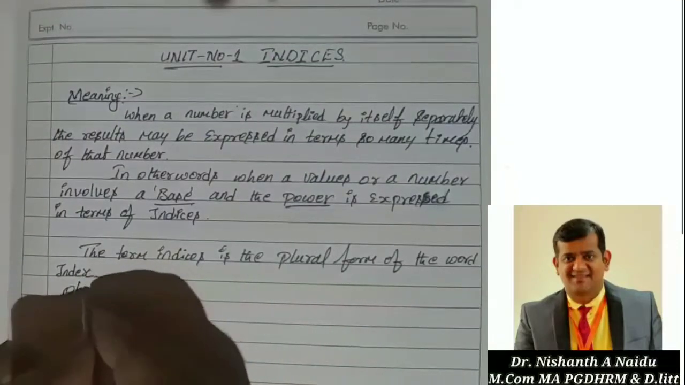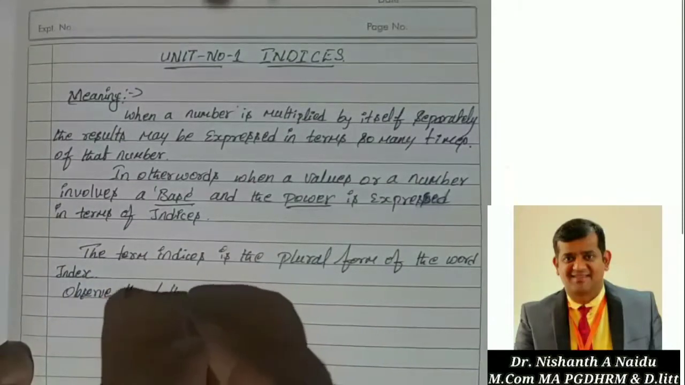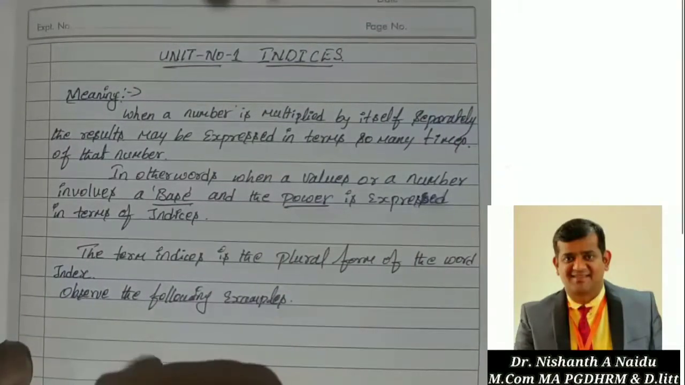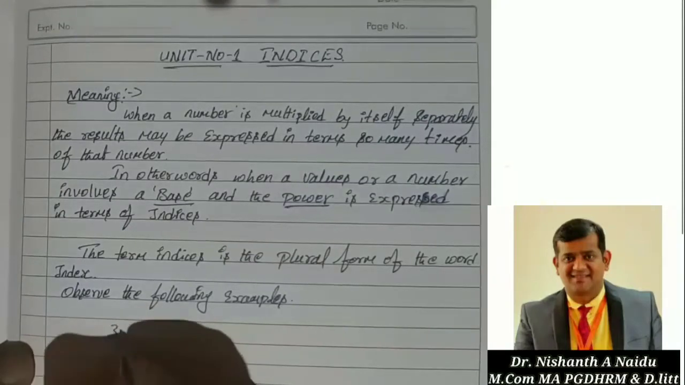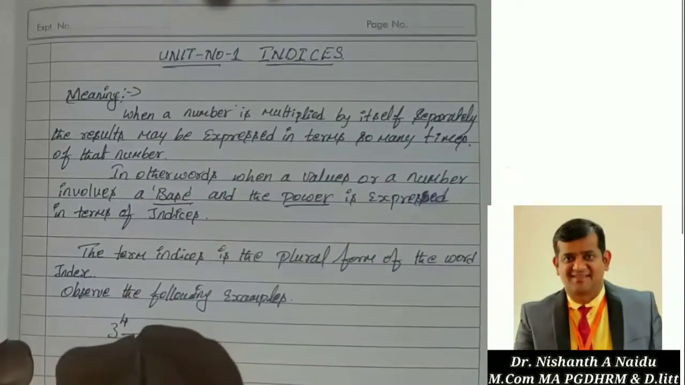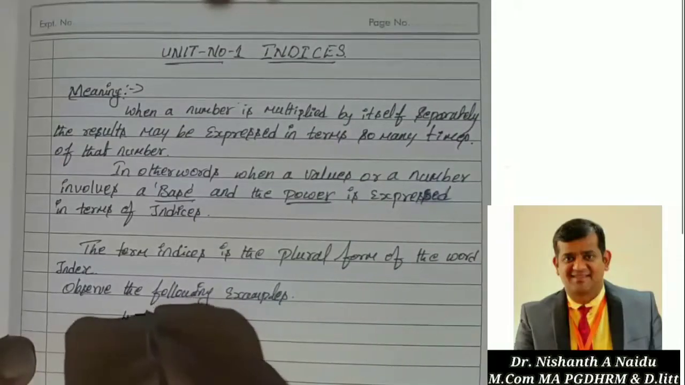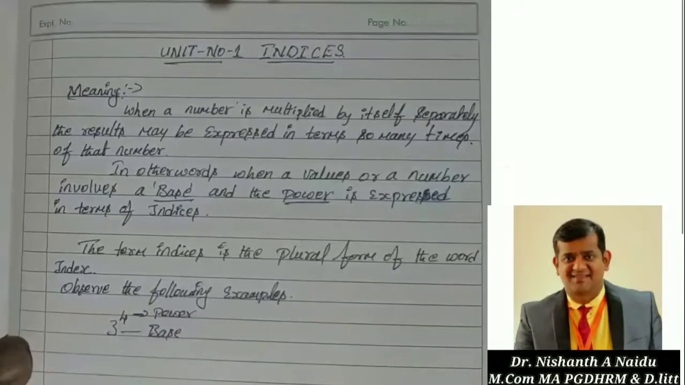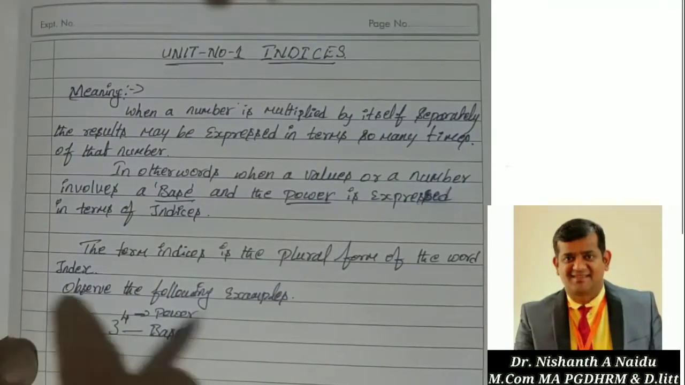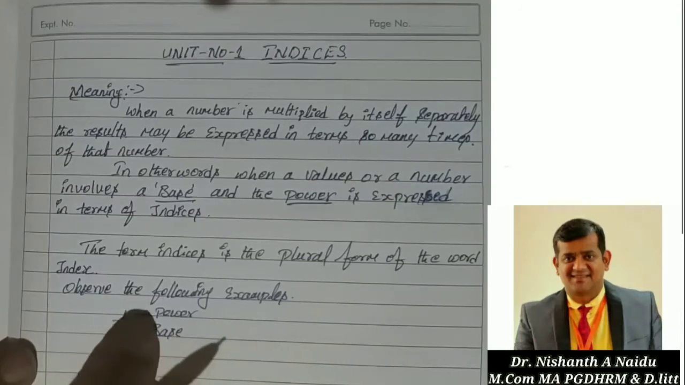Observe it properly, okay? Observe the following examples. I'm giving one example for you: 3 to the power 4. Here, which number is the base? 3 is the base, and 4 is the power. So 3 to the power of 4, that is how you have to read it. And how do we express it? 3 to the power of 4 means multiply the base into number of power.